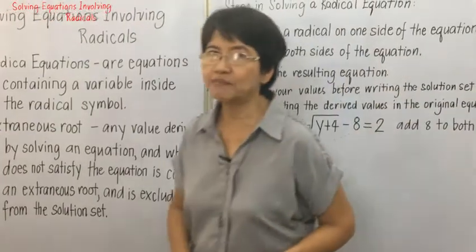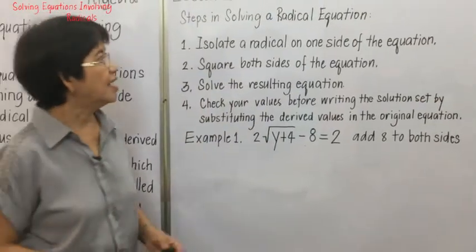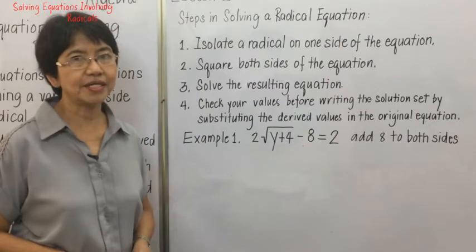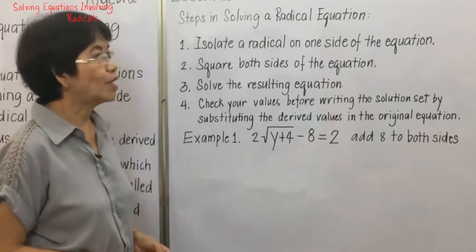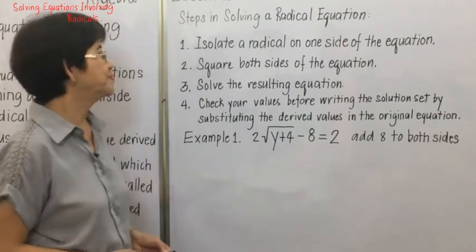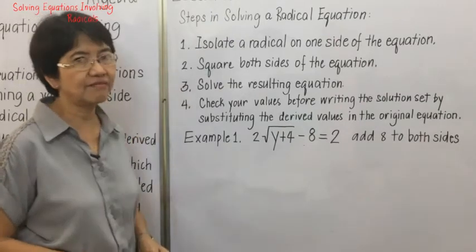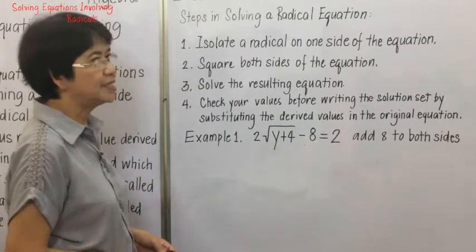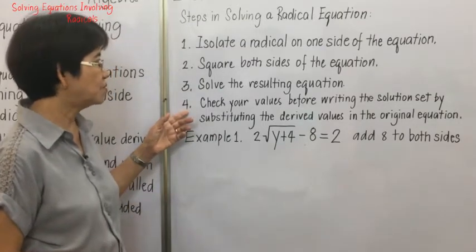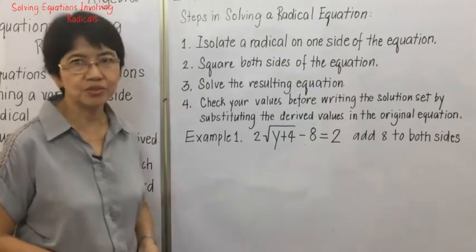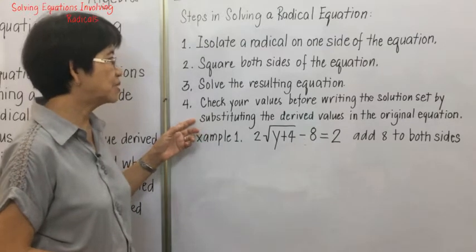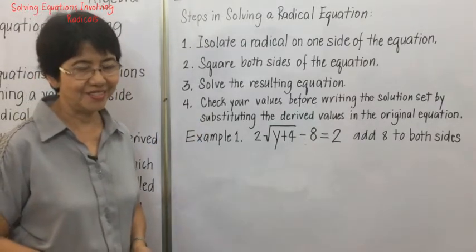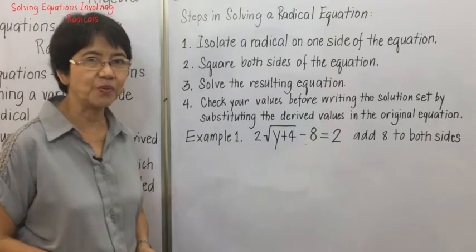Here are the steps in solving a radical equation. Number 1, isolate one radical on one side of the equation. Then square both sides of the equation and solve the resulting equation. Then check whatever values you have before writing the solution set by substituting the derived values in the original equation. So let's have example number 1.